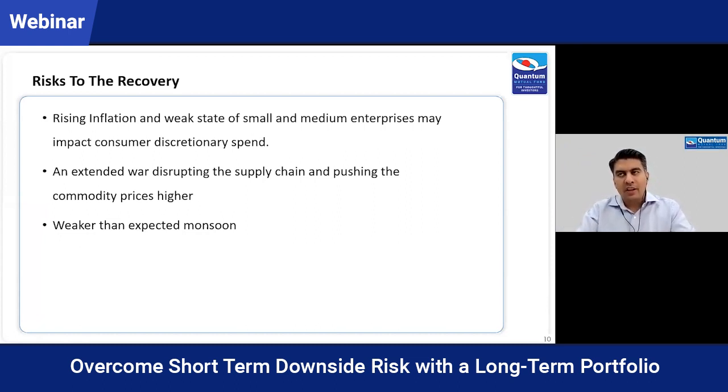So overall, we think there is still a high probability that the economy will do better. The probability of these risks playing out is still lesser. So you should bank on good growth, or normalized growth, in our Indian economy over the next 2 to 3 years.